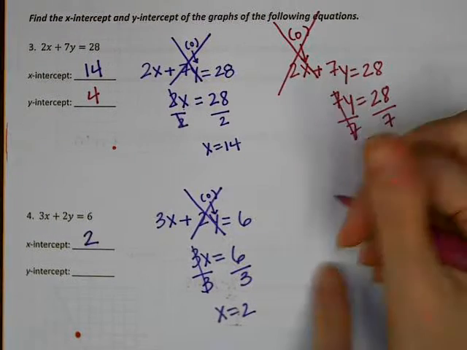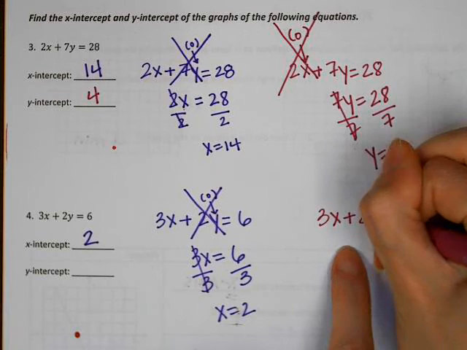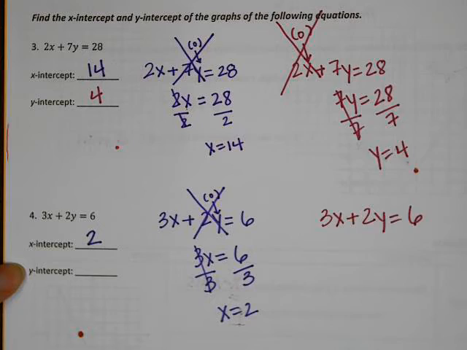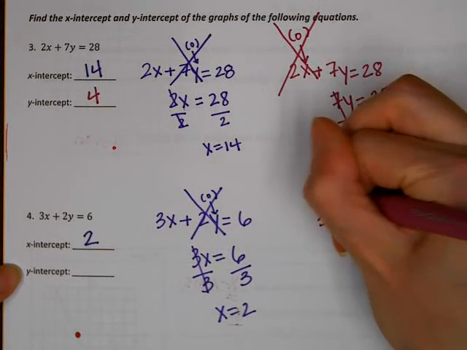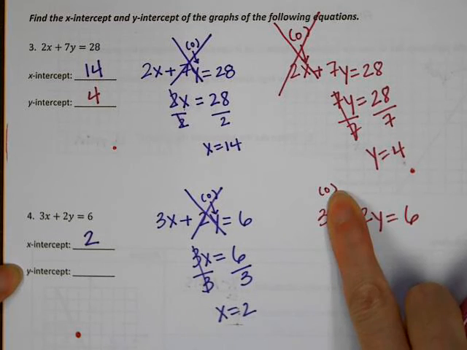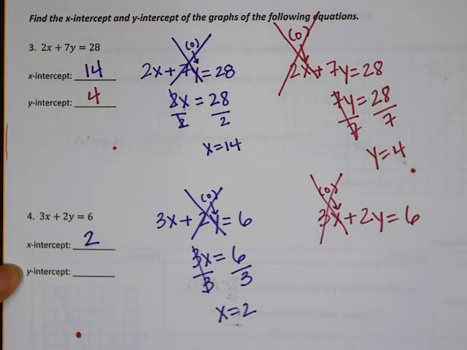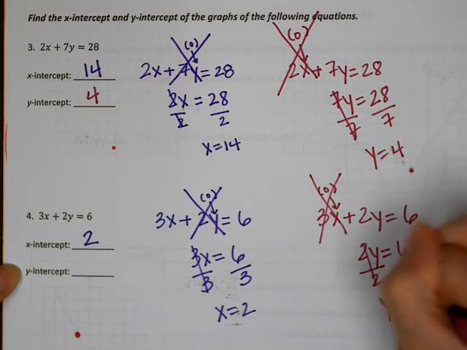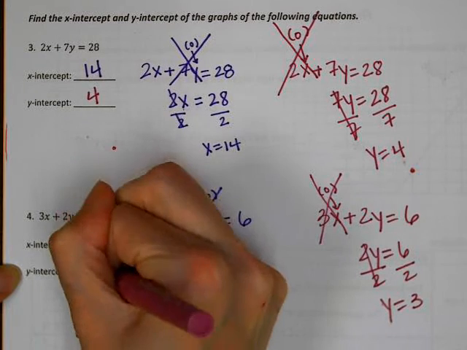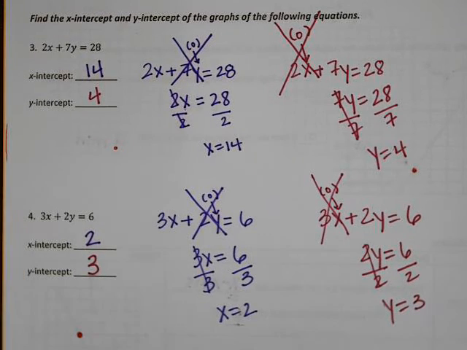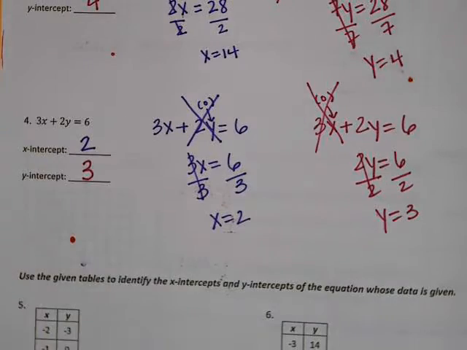And then I think you guys can do this one on your own. 3x plus 2y equals 6. Now the y-intercept, we set the x equal to 0. But again, what's 3 times 0? It's just 0, so cross it off and solve what's left. So if 2y equals 6, divide by 2, we get y equals 3. So the y-intercept is 3. Awesome. All right, last one, and these are actually really easy. These are the easiest ones.